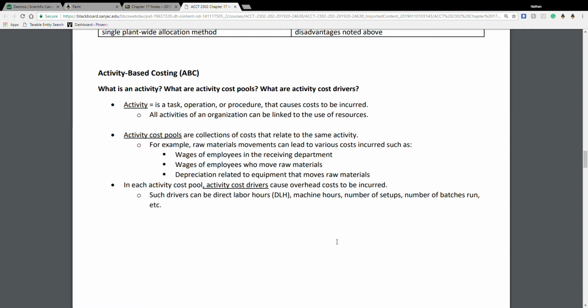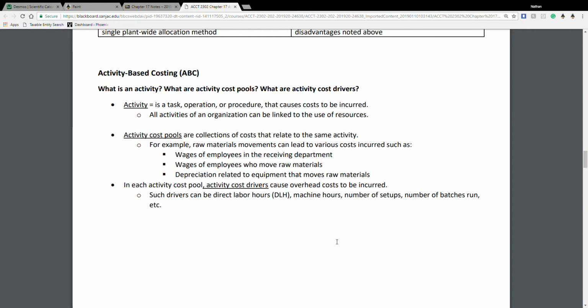What is it? Okay, first off, activity-based costing is based on activity. And an activity is any task, operation, or procedure where cost can be incurred. Okay? If all activities of our organization can be linked to the use of any kind of resources, we can actually start separating it out even more. When we're looking at cost pools, there are costs that are related to a single activity. So they're always related to the same activity.